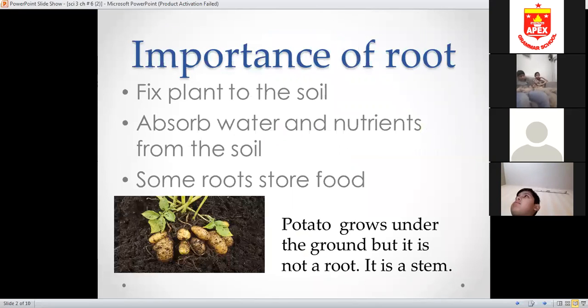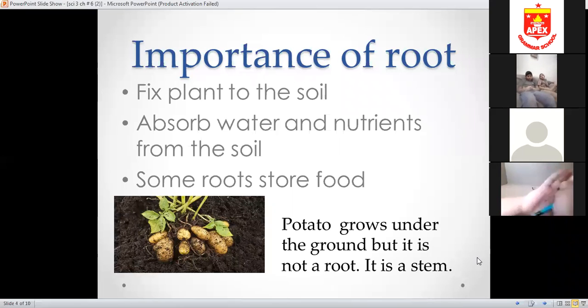Next, importance of root. Why are the roots important? First of all, they are important as they fix the plant to the soil. Whenever we are going to grow a plant, we dig the soil. Hum soil ko pehle usko khodte hain, uske andar we are going to put a seed in it, and after that from the seed a small plant is further growing. And when the plant is further growing, its roots are going to penetrate into the soil. So these roots help a plant to fix into the soil.